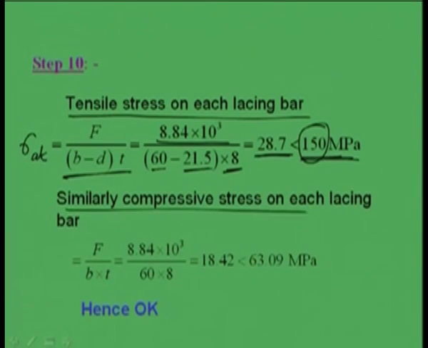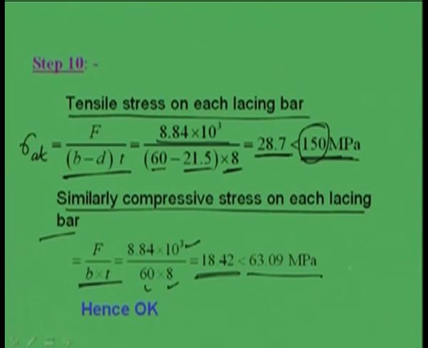Similarly, for compressive stress on each lacing bar, we will get F by Bt. F we know, and Bt. So, we are getting 18.42 MPa. This is also much less than the permissible stress.